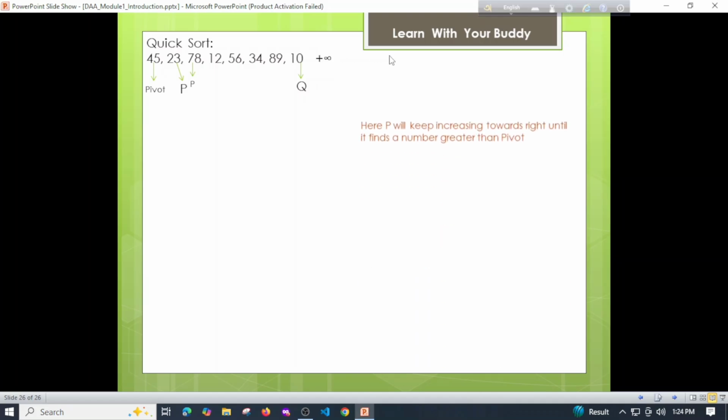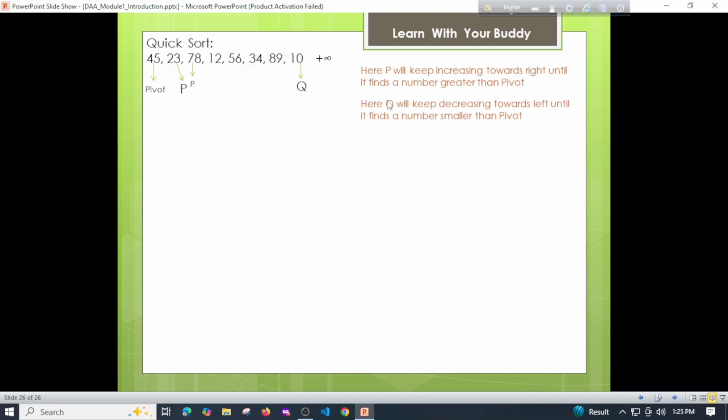Now to go forward, we need to see that P will keep increasing towards the right until it finds a number greater than the pivot. We need to find a number greater than 45, and Q will keep decreasing to find a number smaller than the pivot. It does this so that on the left of the pivot every element is smaller than the pivot, and on the right every element is greater. It will sort them this way. Here we have an infinity.